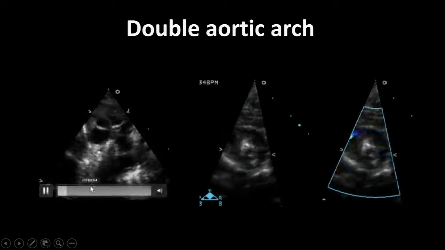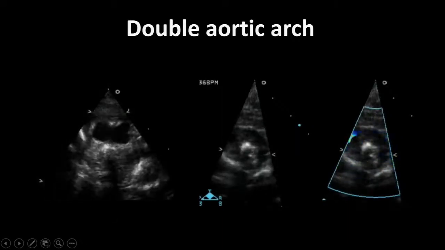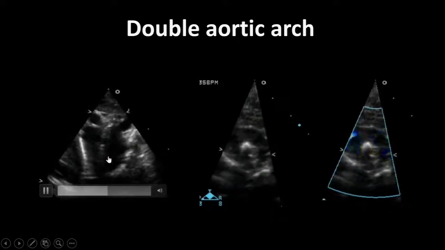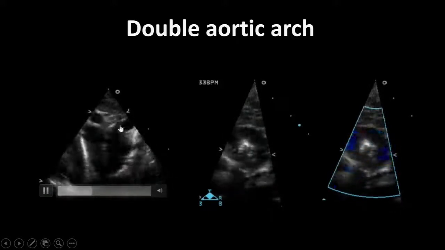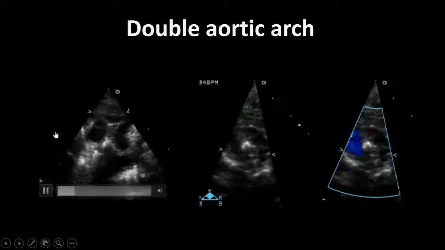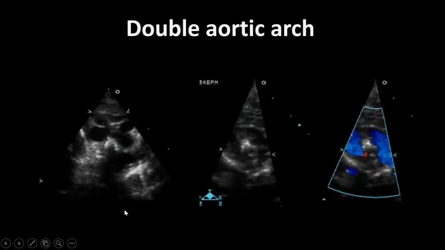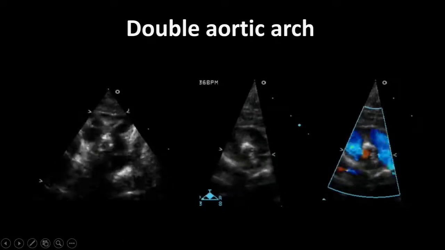Example of a double aortic arch. One of the tip-offs for this is you get this symmetric branching of the aortic arches. There's a right arch and a left arch, and you can see the subclavians here, and the carotids here and here come off in a nice symmetric mirror image fashion.